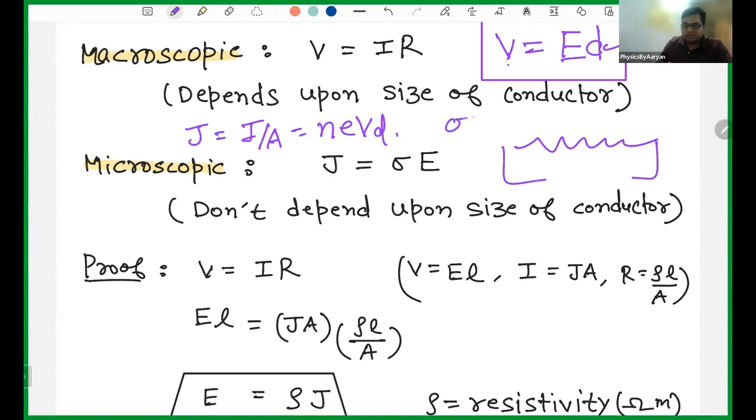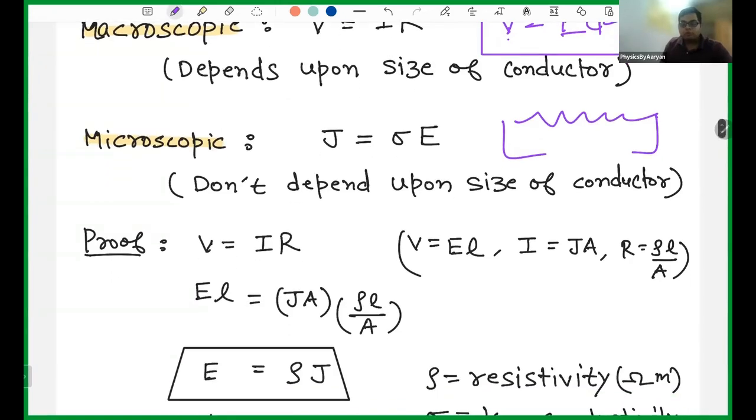Similarly, sigma also does not depend upon the size of it. Drift velocity also does not. So electric field also does not depend upon the size. So no term in this law depends upon the size. That is why it is known as the microscopic form of Ohm's law.